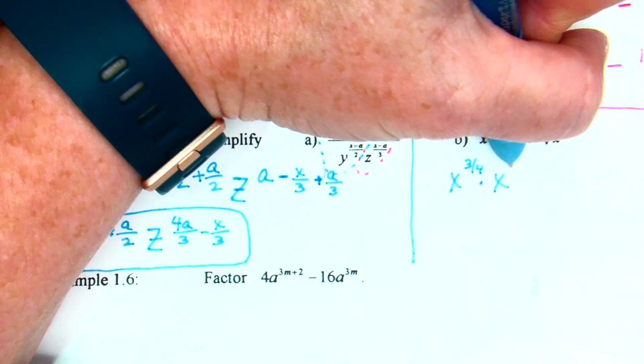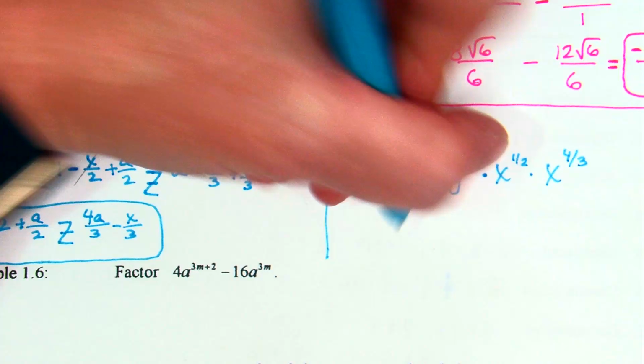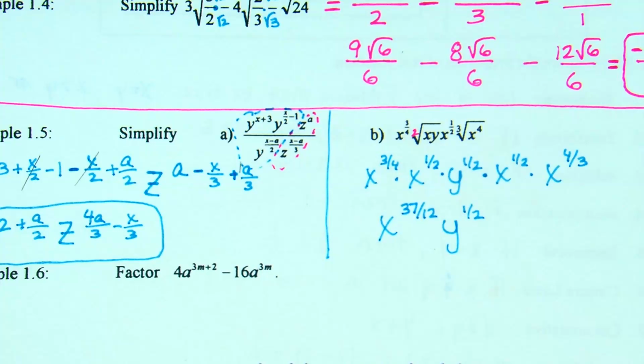Then we have the cube root of x to the 4th. Oh, wait. There's another x to the 1/2 in there, isn't there? And then we have the cube root of x to the 4th, which is x to the 4/3. Right? The index is your denominator. And you would put that together. You would have to get your common denominators and put that together. I will tell you, it's x to the 37/12, y to the 1/2. You're adding your exponents, right? That's getting back to the stuff we kind of did.